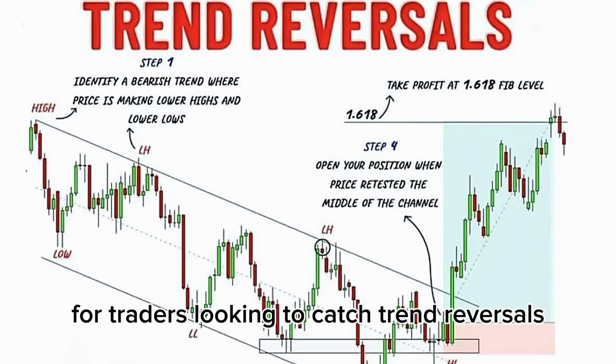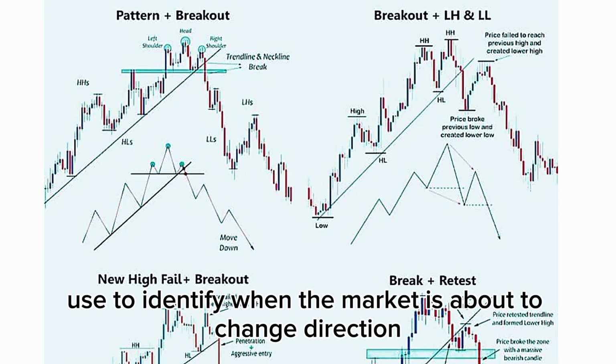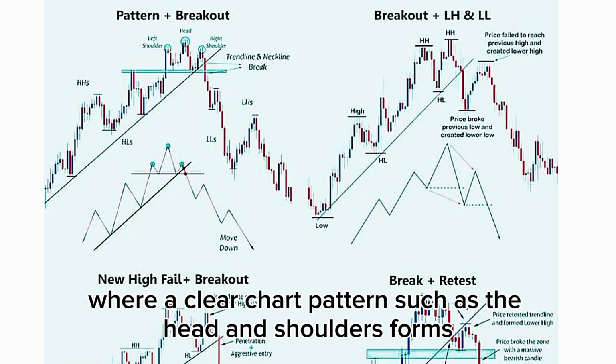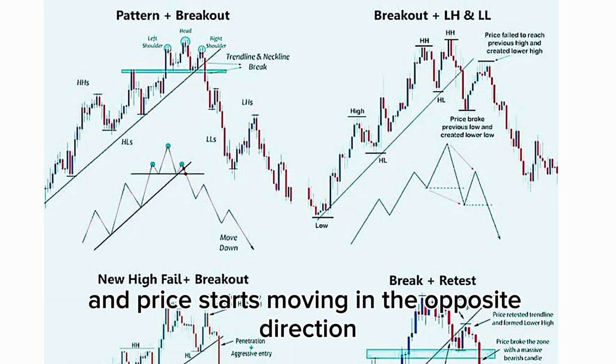This image shows the main types of trend reversal setups that traders use to identify when the market is about to change direction. The first method is pattern plus breakout, where a clear chart pattern such as the head and shoulders forms, signaling weakness in the trend, and once the neckline or trend line breaks, the reversal is confirmed and price starts moving in the opposite direction.